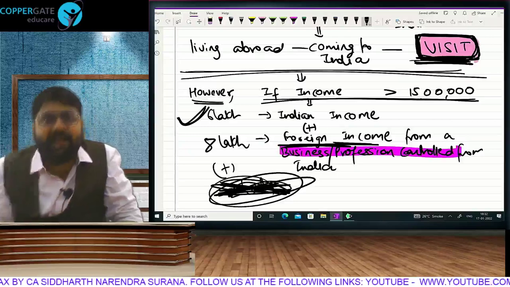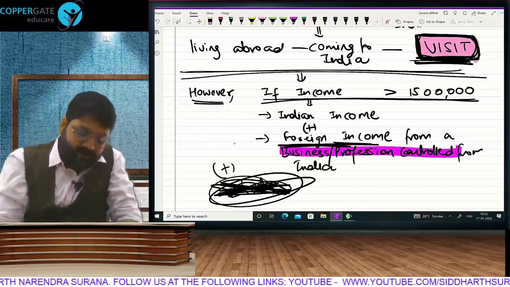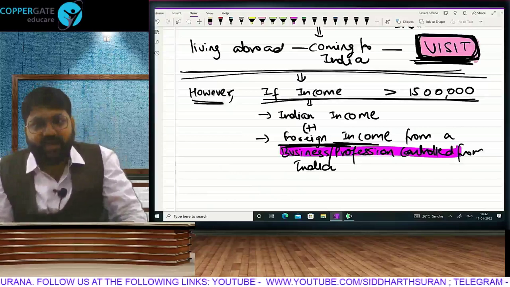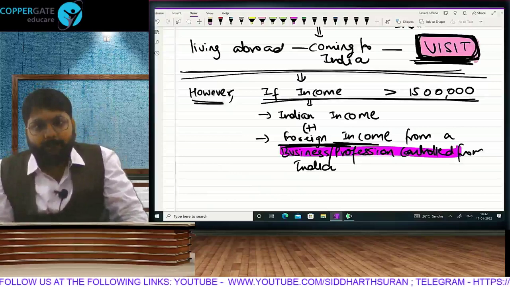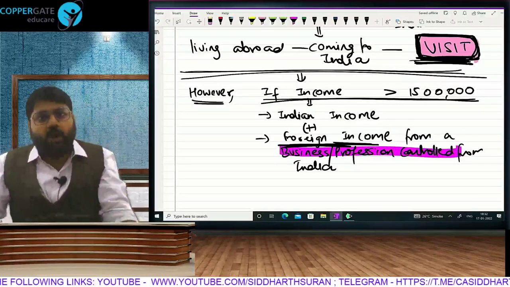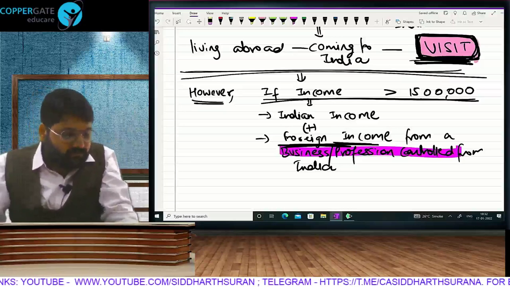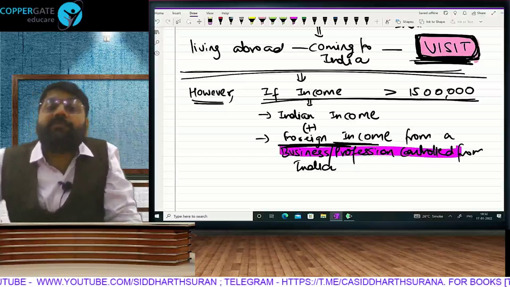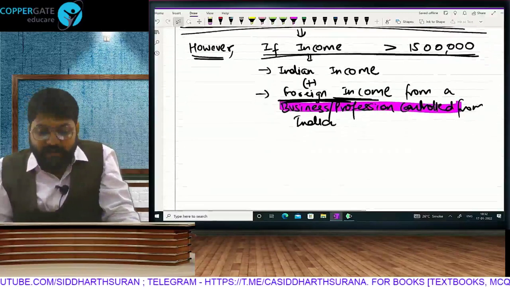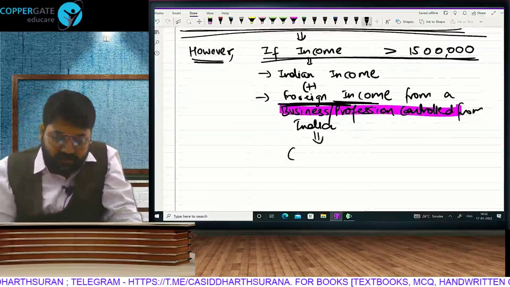Understood how we have to derive 15 lakh rupees? So, if yes understood, then tell me. In India, which incomes will you take for 15 lakh purposes? Which income of India? All incomes. It can be rent, interest, dividend, anything. All incomes of India. And from foreign, which income will you take? Only if the business or profession is controlled from India. If that total exceeds 15 lakh, then this condition, which condition?